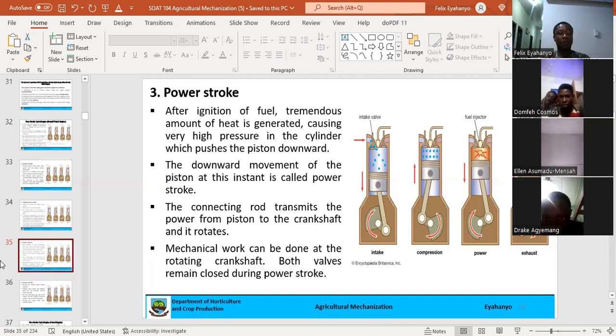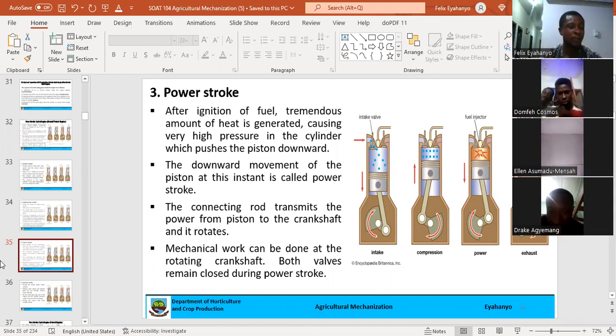At this point, mechanical work can be done. It's like once your car has ignited, or the tractor, you can start moving. It means that work can be done. It can be hitched to any implement, and then you start dragging it. That is what is happening.